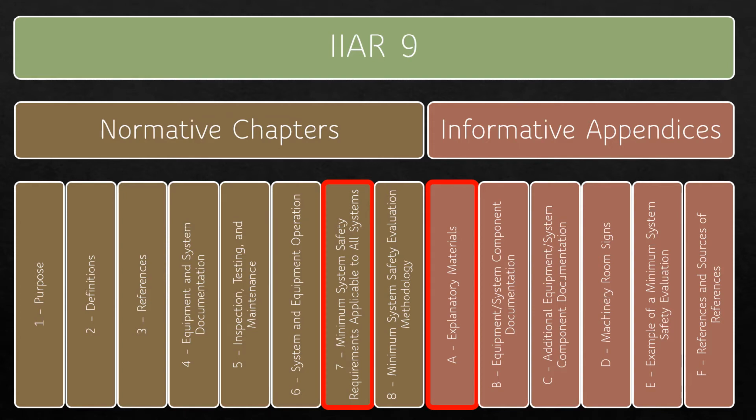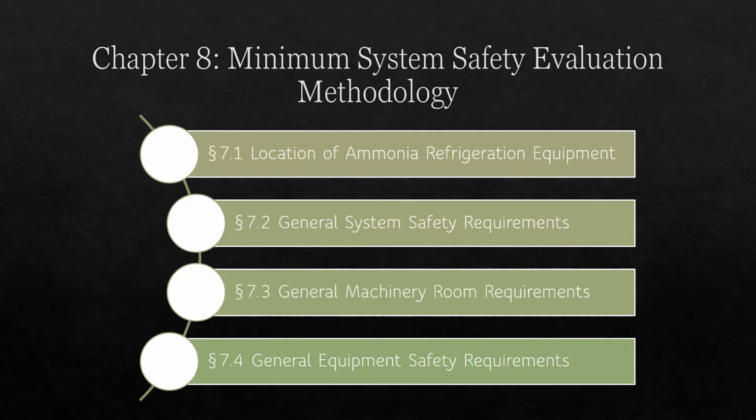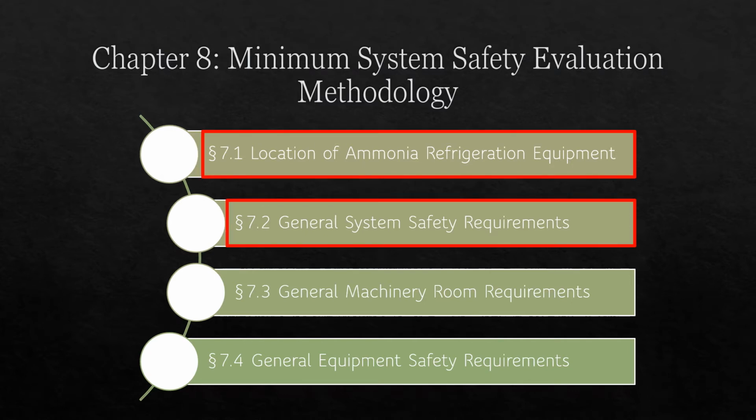Chapter 7 is by far the longest chapter in Standard 9 and contains the minimum system safety requirements that are applicable to all systems, regardless of when they were built. Chapter 7 has 4 sections, which address location of equipment, general system safety requirements, machinery room requirements, and general equipment safety requirements. In this video, we'll explore the requirements of Section 7.1 and 7.2.